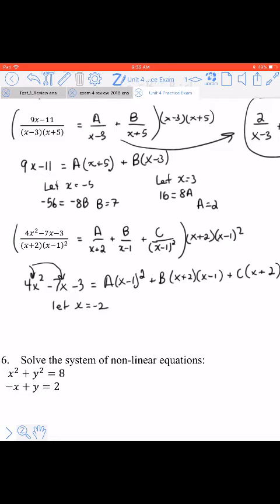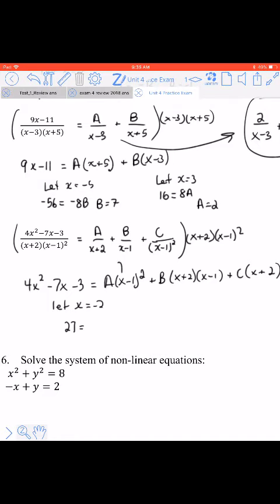So -2 squared would be 4. 4 times 4 is 16. And then here, -7 times -2 is 14. 16 plus 14 is 30. And then 30 minus that 3 right there is 27. So I get 27 from the left side of the equation.